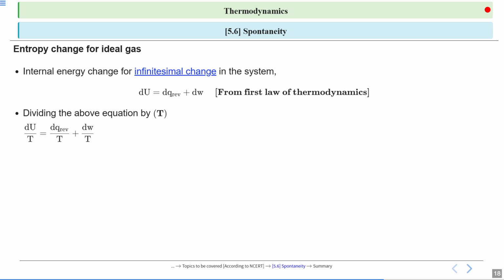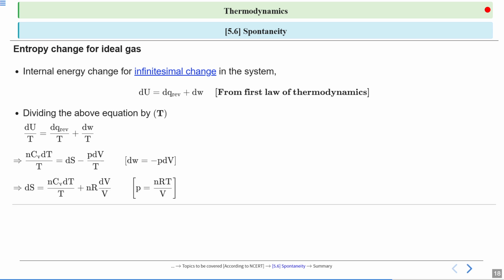Why am I writing it as d? Because we have done a small infinitesimal change. So for small changes, we represent it by dw or dU, right? Then how can we replace it? We know that U is equal to qv and qv is equal to nCv dT, right? So instead of dU, we have written it as nCv dT. What about dq reversible by T? Again, we know that dq reversible by T is nothing but your entropy change, and your work done is minus PdV, right? So what we got, nCv dT by T is equal to dS minus PdV by T.